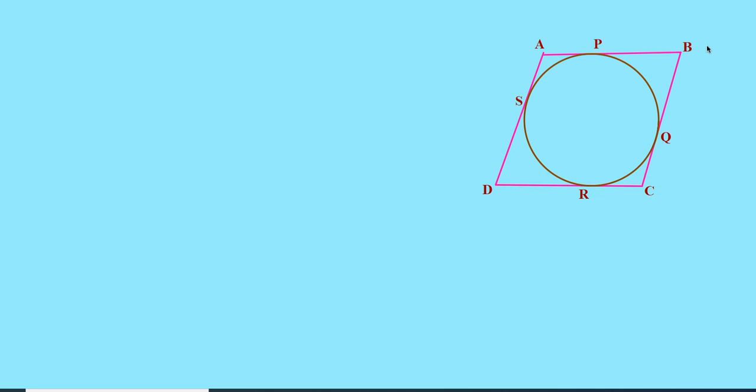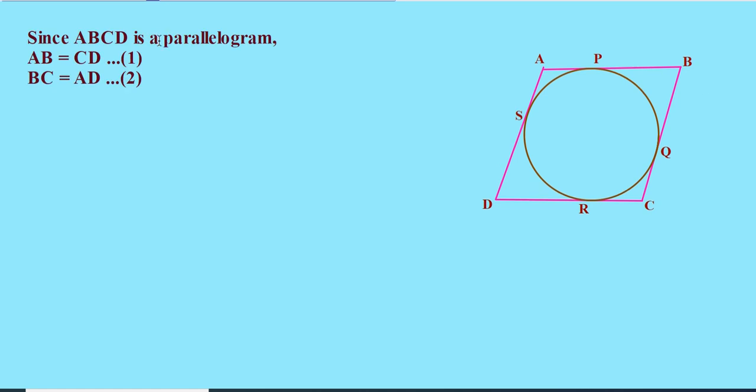You know the properties of a parallelogram. In a parallelogram, opposite sides are equal. That means AB is equal to CD and BC is equal to AD. Let us write it first. We can write, since ABCD is a parallelogram, AB is equal to CD and BC is equal to AD.